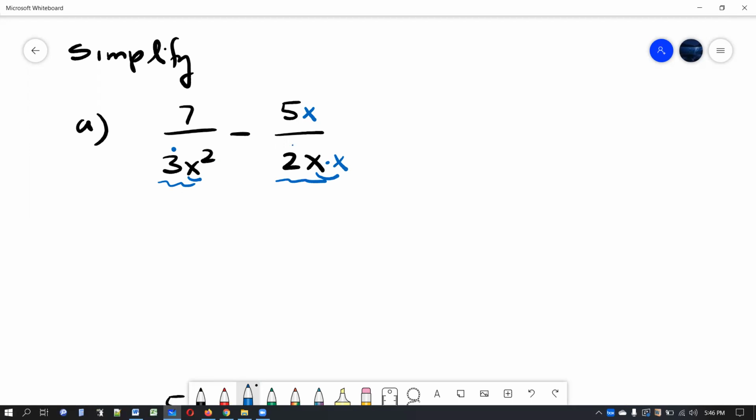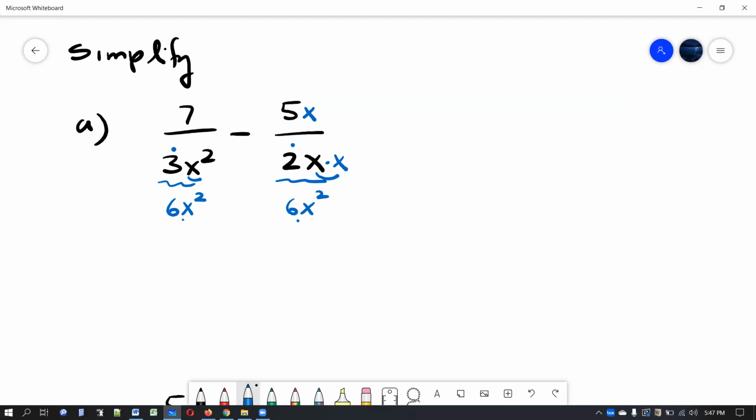I have a 3 here and a 2 there, so I need a number that is identical in both cases. This is what we call the LCD, the smallest multiple of both numbers. But the easiest way to find that number is to multiply 3 times 2. So you multiply the 3 by 2 and you get 6x squared, and you multiply the 2 by 3 to get 6x squared. And notice now that they are the same.